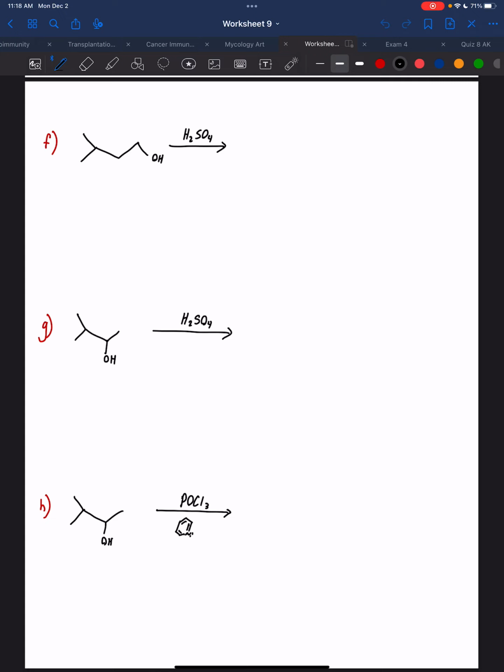So the notes that I would write down for this are, it's an E1 mechanism for secondary or tertiary alcohols. And then E2 for, as you would guess, for methyl and primary alcohols.